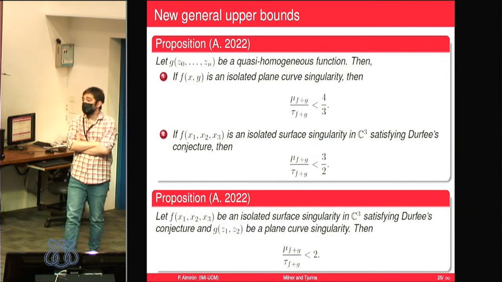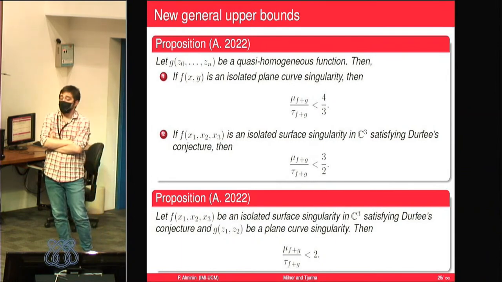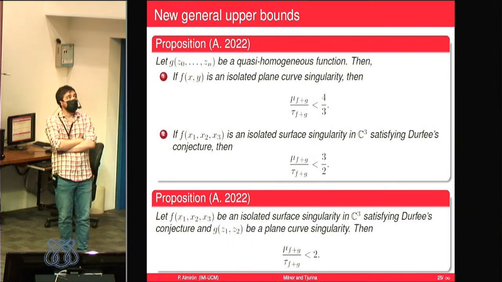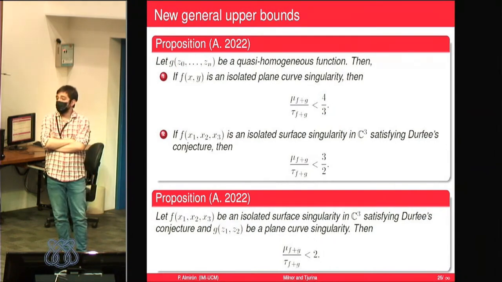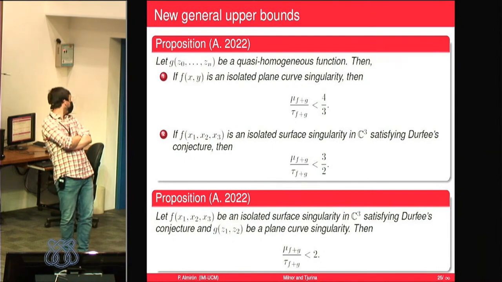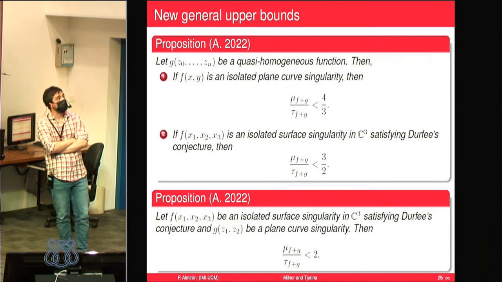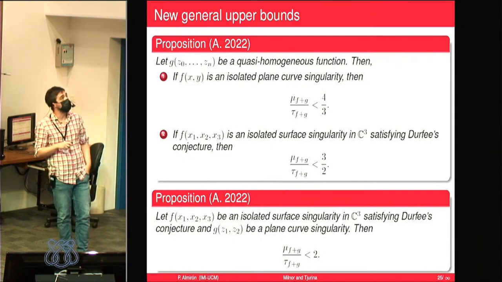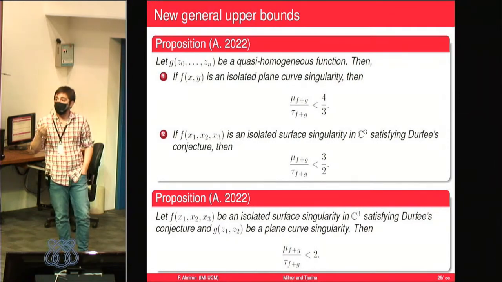And this is just because, by our formula, the Milnor number... the Tjurina number is the product of the Tjurina numbers. And one of them is the Milnor one, and the Milnor number is the product of the Milnor numbers. So the Milnor of g and the Milnor of g cancel out, and then I have 4/3.